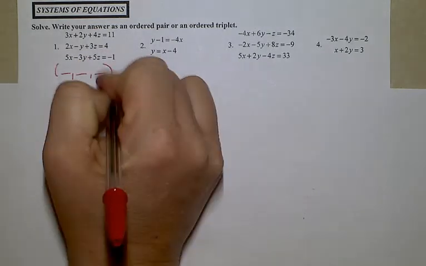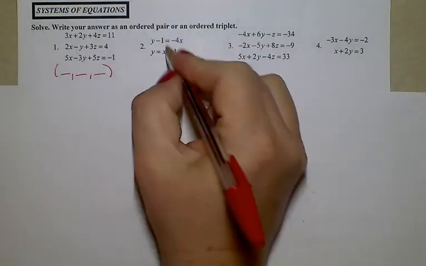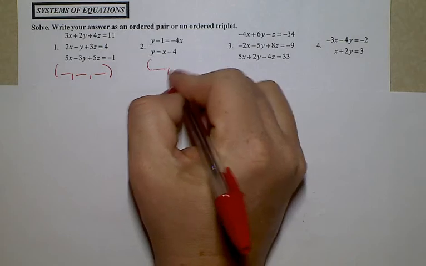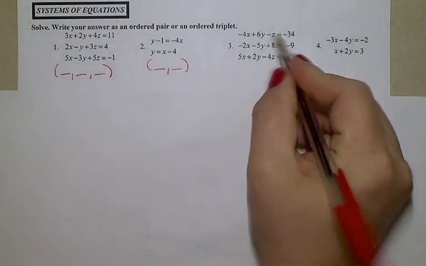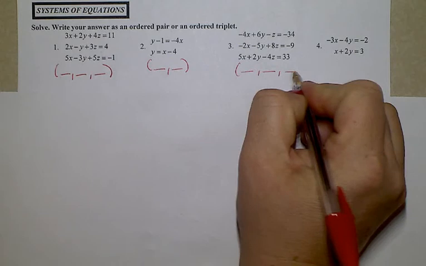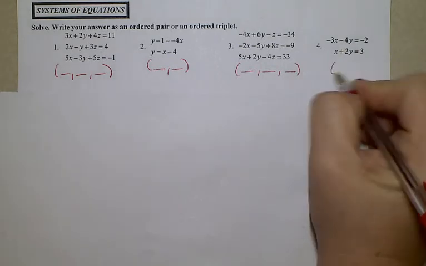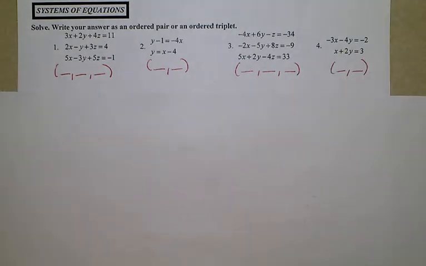You can do that right now. I know number 2 has only 2 types of variables, so I'll have an ordered pair. I see 3 variables, ordered triplet, and 2 variables, ordered pair. So we're going to start with number 1.